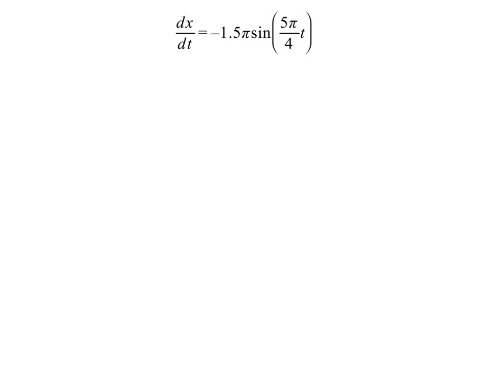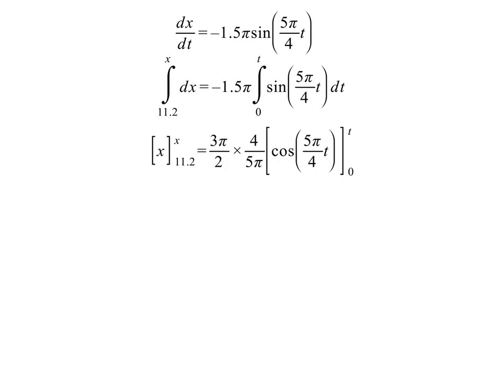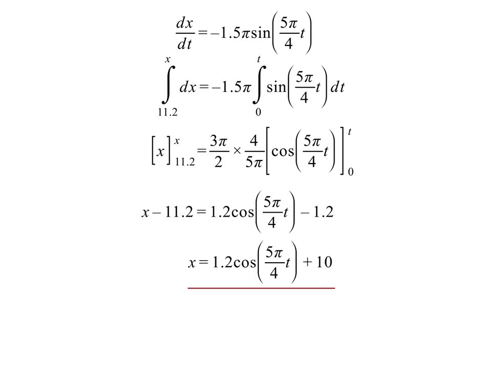Well, there's dx/dt, separate out the variables. They told us when t is 0, displacement was 11.2, and this time I've got variables on both limits because we're trying to find an equation. I want to know what is x at time t. Left hand side is just x, right hand side, integrate sine, we get negative cos. So x minus 11.2 is my right hand side, move the 11.2 over, and we have an equation.